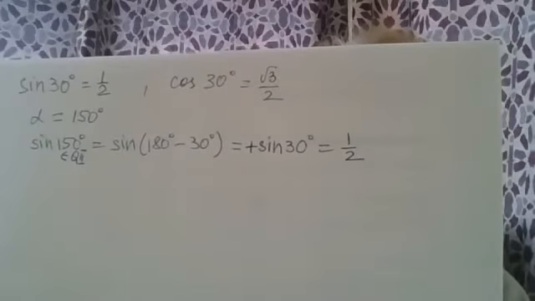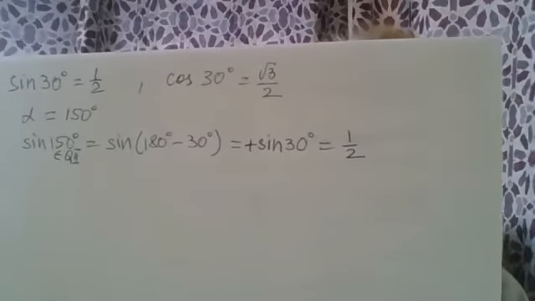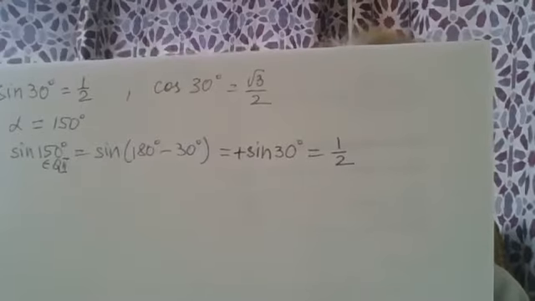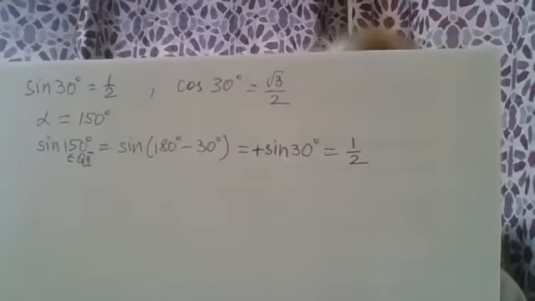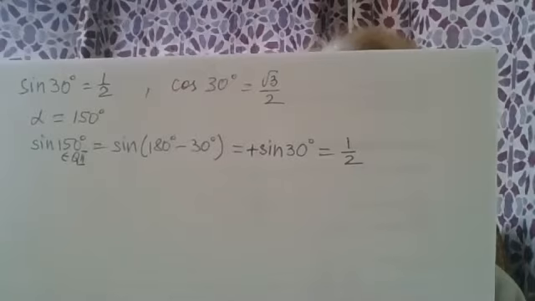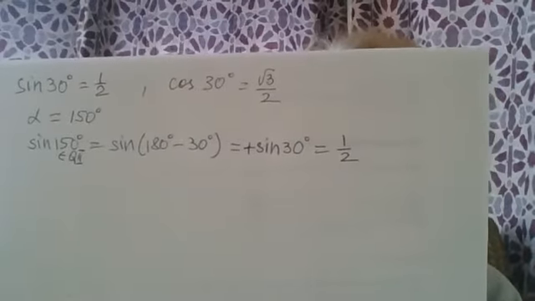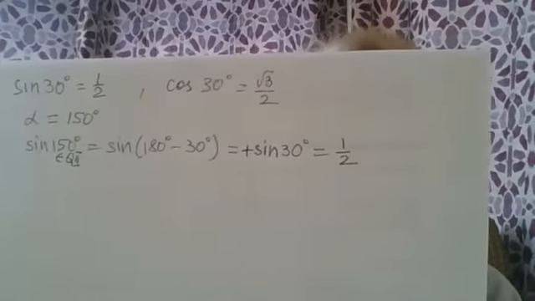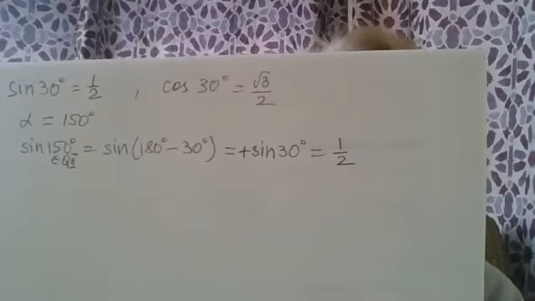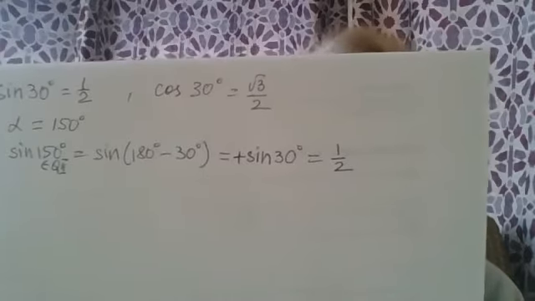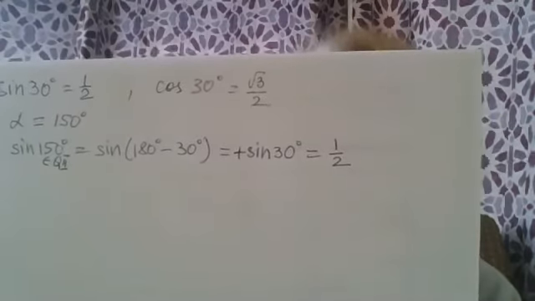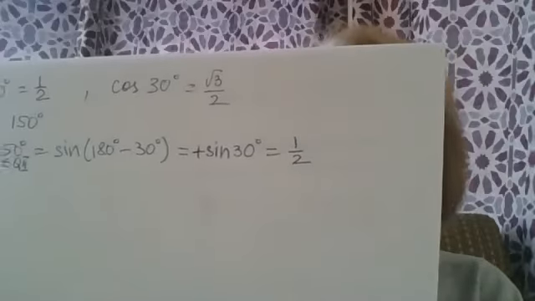Let me repeat details. First step here, write down that given angle in different form. Again, what can we have for 150 degrees? Sine of 150 degrees, if you like, can be sine of 180 degrees minus 30 degrees. If you like to use different reference angle, it can be sine of here 90 degrees plus 60 degrees.